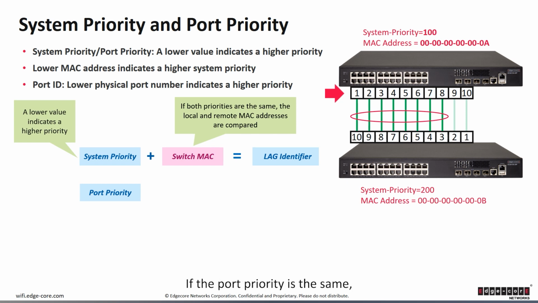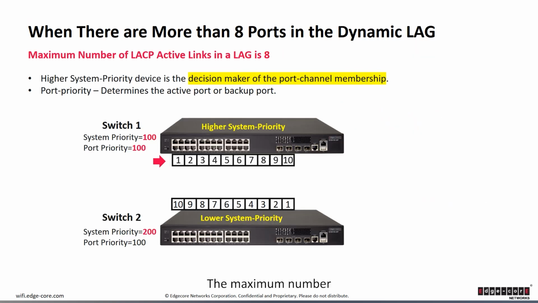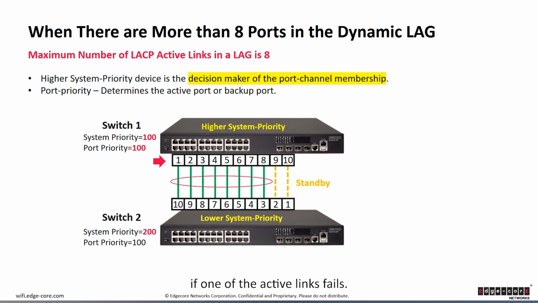If the port priority is the same, the lower physical port number has a higher priority. The maximum number of bundled ports in a port channel is 8. When there are more than 8 ports in the dynamic port channel, the additional ports will be placed in standby mode, and will only be enabled if one of the active links fails.